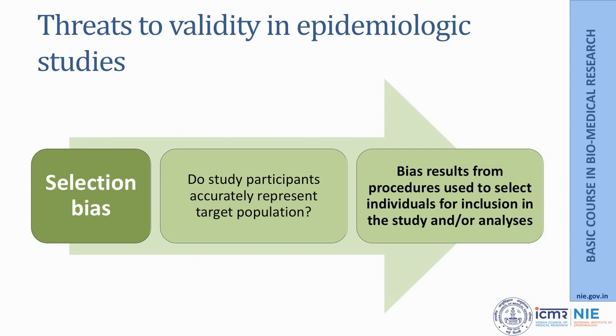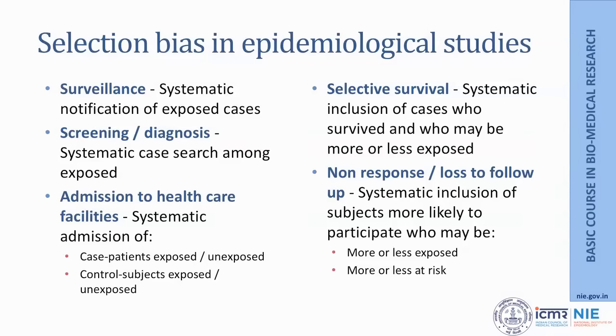Coming to selection bias. Selection bias happens when we use procedures to select populations. Remember that in an epidemiological study, we are sampling a certain number of individuals to participate in the study. The way in which we select these study participants, are we sure that they really accurately represent the target population? And if there's any issue in the way we select these people, that results in what we call selection bias. Now, how do all these things happen in epidemiological studies?